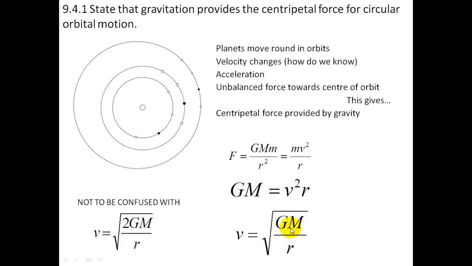An object which is in a stable orbit will not escape from the effect of gravity of the planet or the Sun. To escape, it has to be going faster by a factor of root 2. So don't confuse 2GM over r with GM over r. The root of 2GM over r is equal to the escape speed, or escape velocity. This is equal to the orbital velocity.